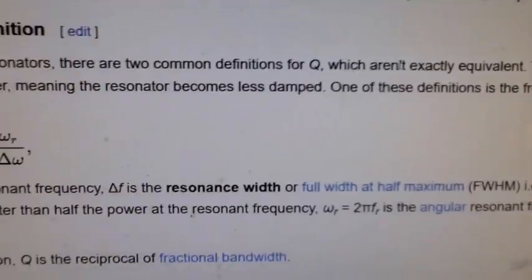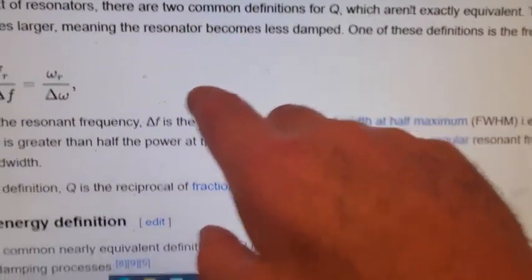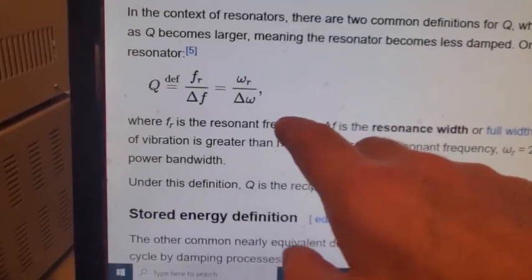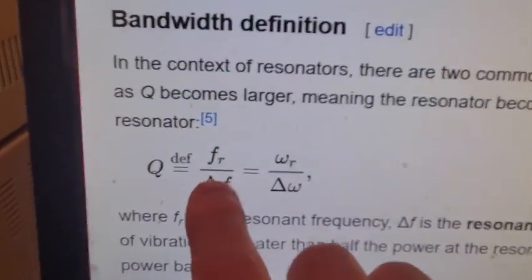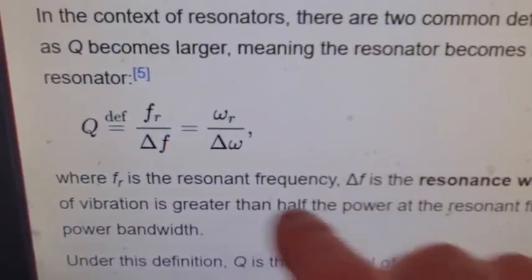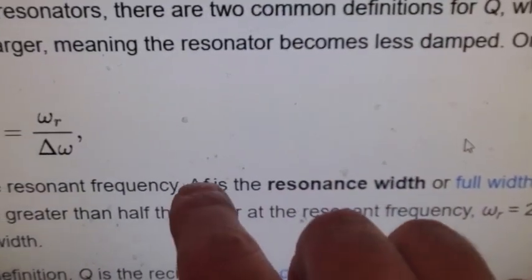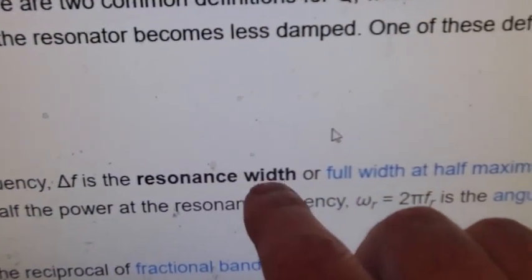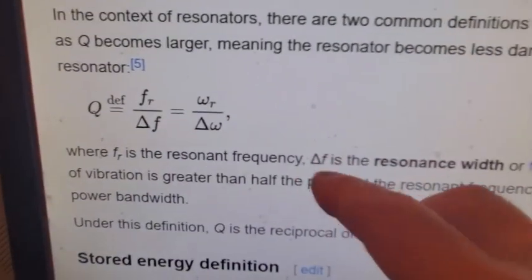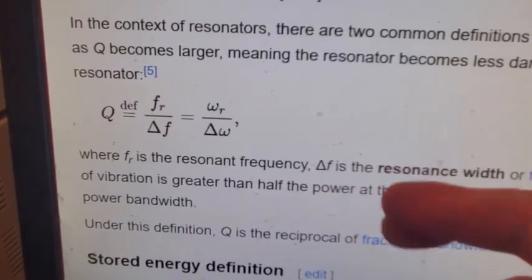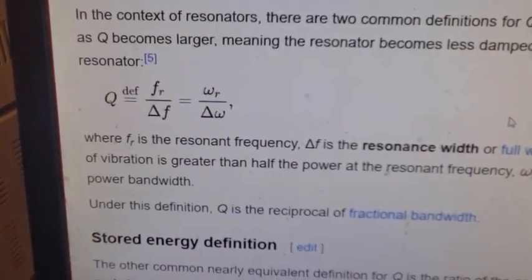They're saying they aren't exactly equivalent. That's not good. So it's the bandwidth definition. It's the resonant frequency divided by delta F, which is the full width at half maximum. So this sounds very confusing, but we'll talk about it again. It's actually very straightforward, and I like this definition.